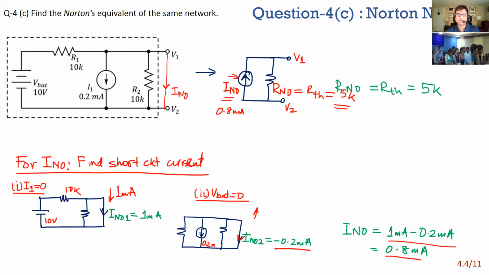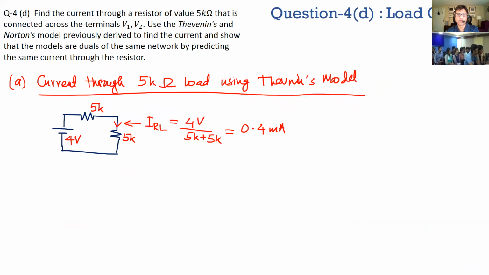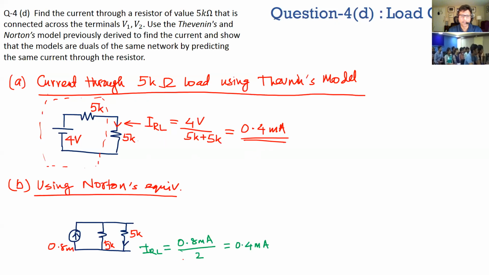I show that by putting a load of 5K. This was your Thevenin's before, with 4 volts and 5K. So I said, okay, put a load of 5K and find the current. It was 0.4 milliamps. Now let's use the Norton: put that same 5K, and this was your Norton equivalent from the previous problem, 0.8 milliamps at 5K, and you find it's the same 0.4 milliamps, which it should be. So that's what it means by dual.